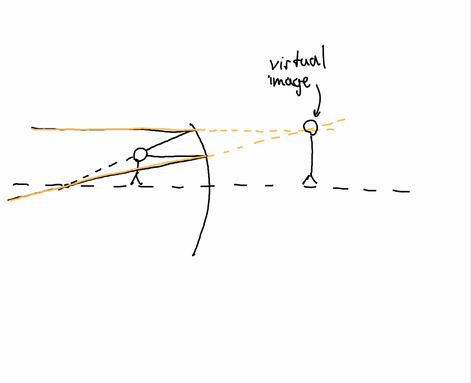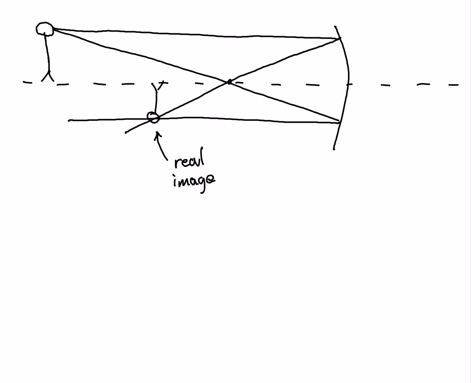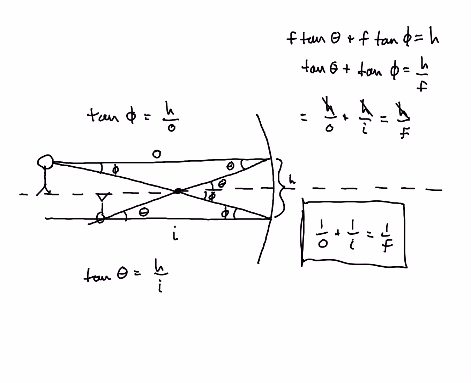Similarly, this would be a negative image distance. Anything to the right of the mirror is a negative number. These are both positive image distances. So with these sign conventions, the lens equation works for both concave and convex mirrors. Now you'll note I'm calling it the lens equation. It actually works for lenses as well as mirrors, and we'll get to those in the next video.